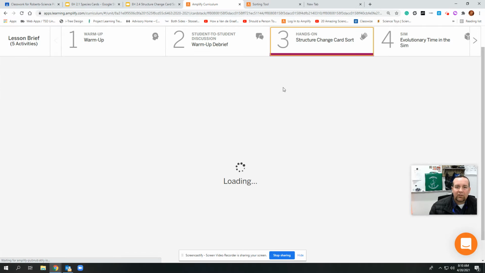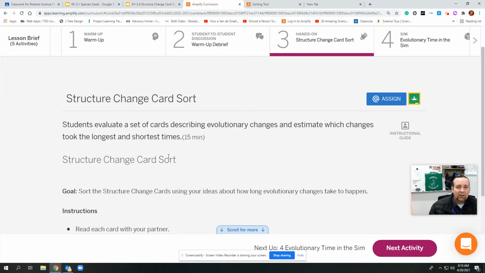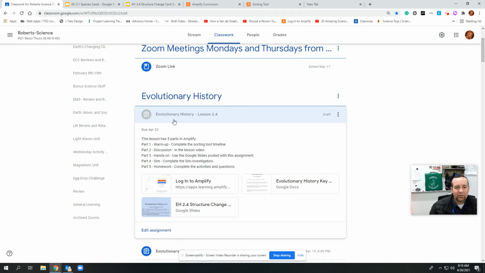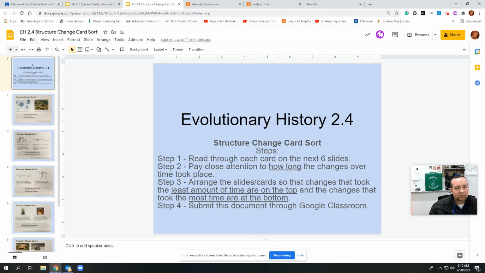For the next activity, this is our hands-on. Now, we're going to do this digitally, which means we need to bail out of here. We need to go to Google Classroom, and we need to open up our slides that are here. When we open up those slides, we're just going to click here, and the slides with your instructions will appear.